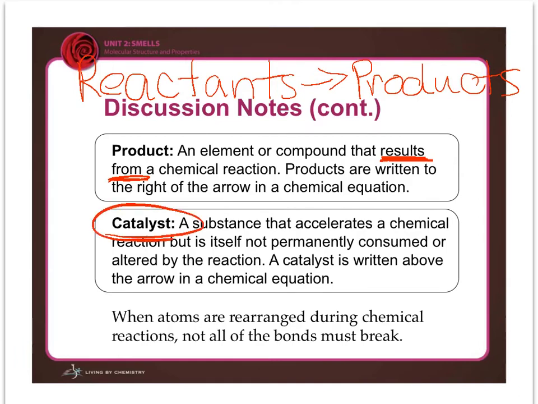Catalysts are used to speed up that reaction, to accelerate a chemical reaction. They are not consumed, meaning that they're not part of the products, and they don't alter the reaction. All they do is they speed up a reaction. A catalyst is written above the arrow. So if we look back at your notes, I said that the catalyst was the acid. It was used to speed up that reaction.